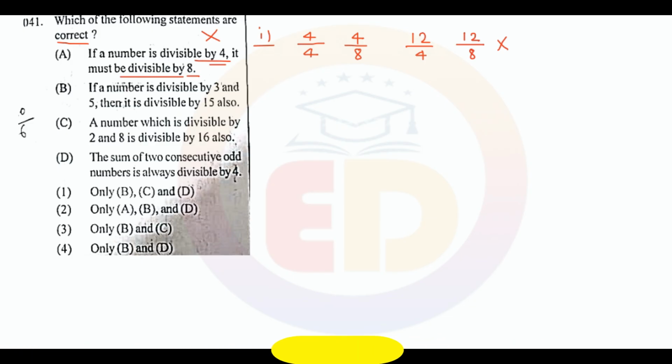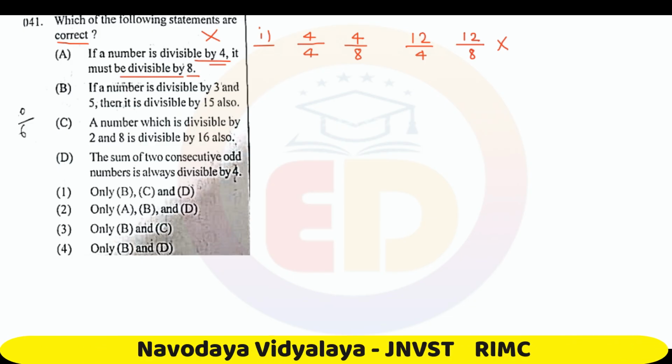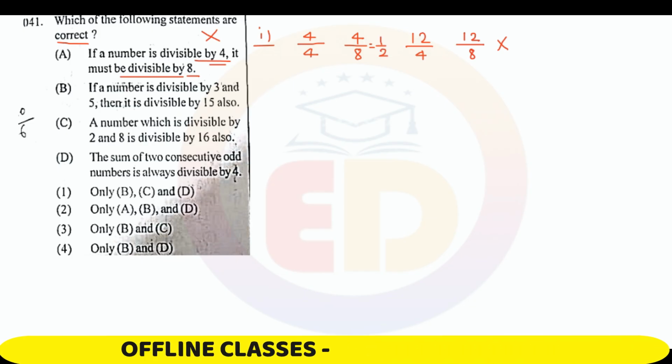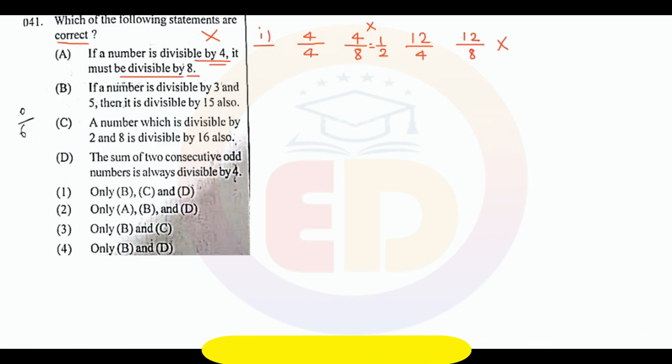And when they say it is divisible, don't divide 4 by 8 and say, then, sir, 4 by 8 is 1 by 2. It is not divisible. The answer is not a whole number. The answer is a fraction. So it is not correct. So the first option is wrong.